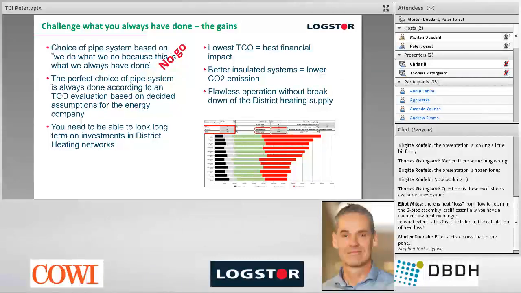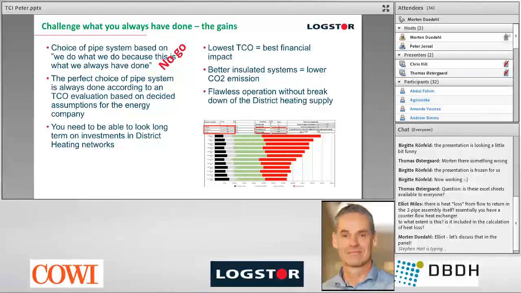The choice of pipe system based on "we do what we do because we have always done it" is, in my eyes, a no-go. The perfect choice of pipe system is always done according to TCO calculation with assumptions that are valid for the energy company and for the specific project. So it could be general assumptions for the energy company, but it could also be specific assumptions for a specific project. And then when you are looking at total cost of ownership, you should be able to look long-term on the investments.